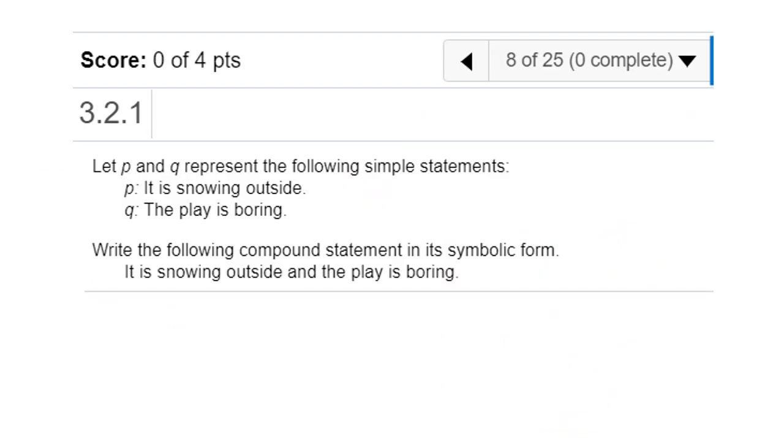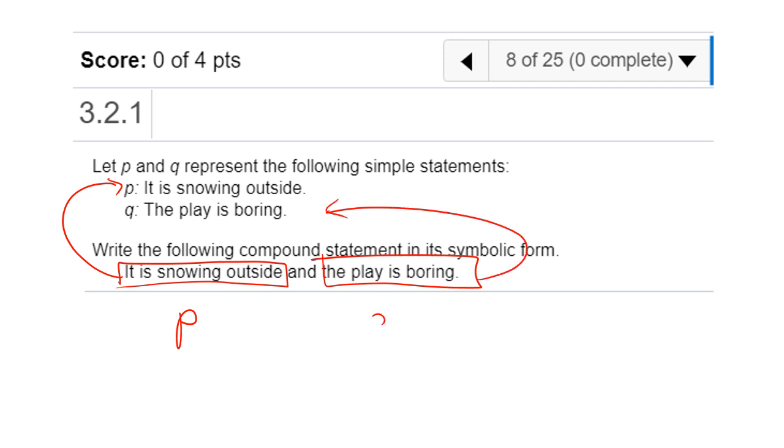Here in question 8, we're going to go ahead and take a little trip back to logic and statements. We have 2 statements, P and Q, and we need to put these in symbolic form. It is snowing outside is statement P. The play is boring is statement Q. The symbol for and is the upside down V, which is the conjunction. So this is the correct symbolism for P and Q.